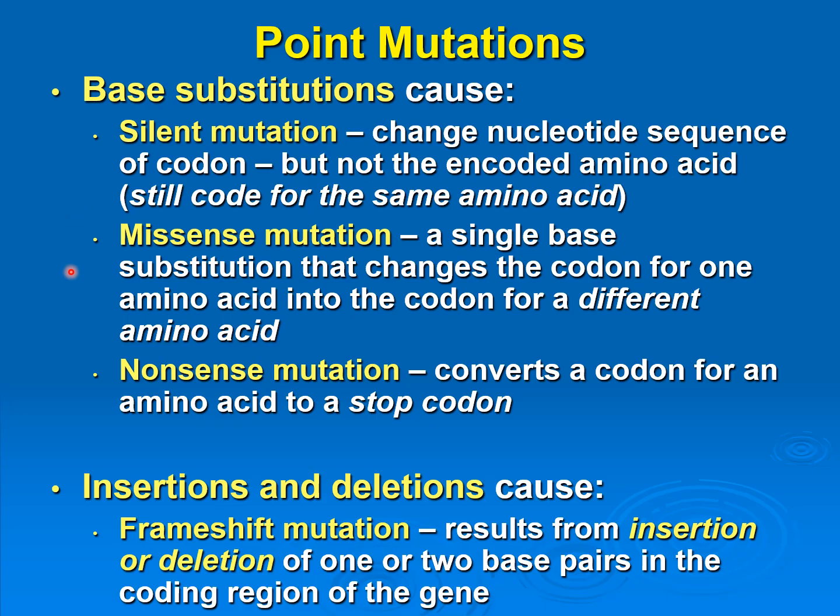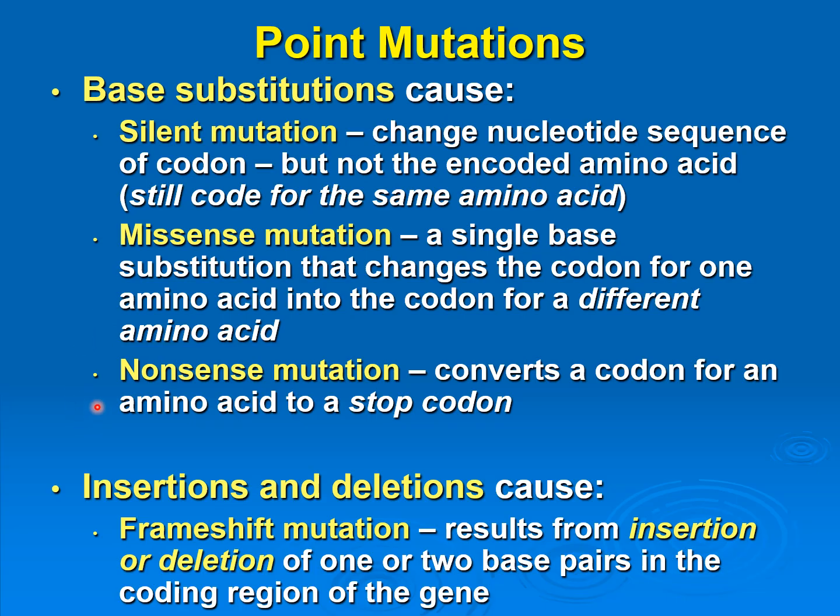With a missense mutation, you end up coding for a different amino acid than what's supposed to be there. That may or may not change the function of the protein. It depends on what amino acid gets put into the protein that's different, and also where in the protein that amino acid is located. So who knows what will happen with that one.